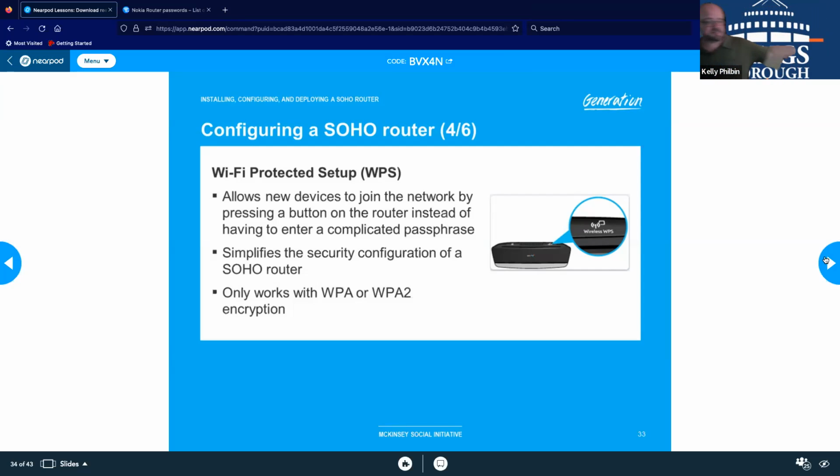So it says it simplifies security configuration of a SOHO router. Security is always a balance of convenience versus security. The more convenient something is, the less secure it is. We are always trying to find that balance of what we want for our companies. So if something is extremely convenient, it is likely extremely insecure.